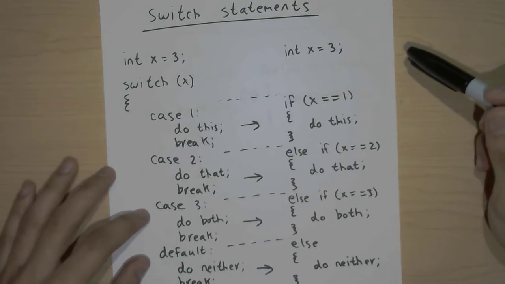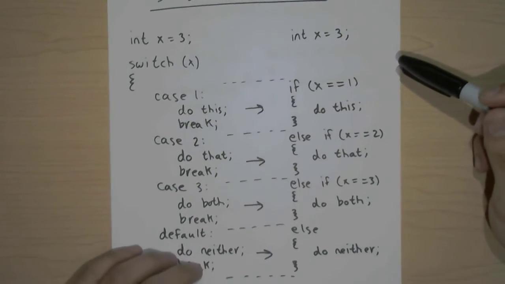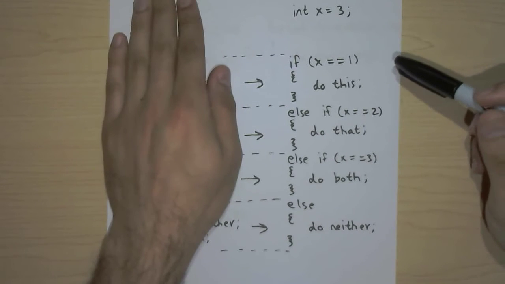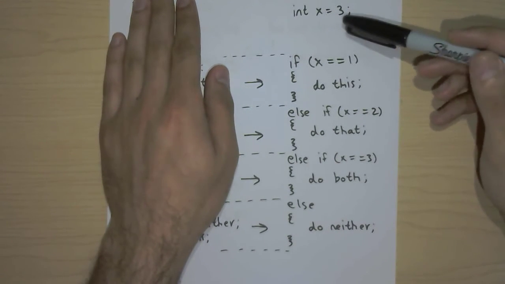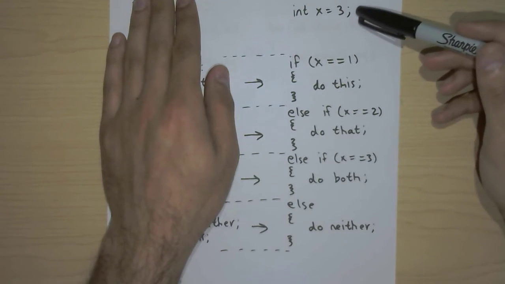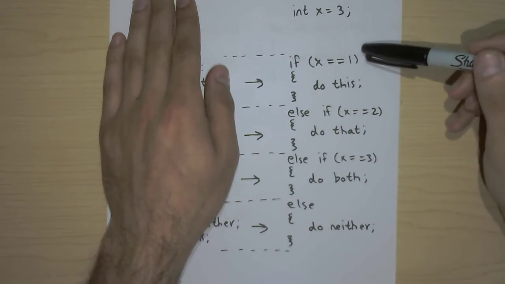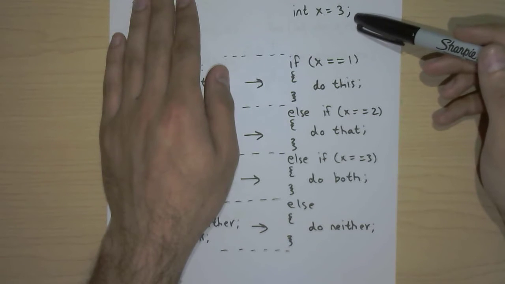Switch statements. Okay, so let's ignore what we have on the left here for just a moment. Imagine you have this situation. You have a variable x. It's an integer. Let's say we don't know the value, but in this case we'll make it 3. How would you find what the value of x is?